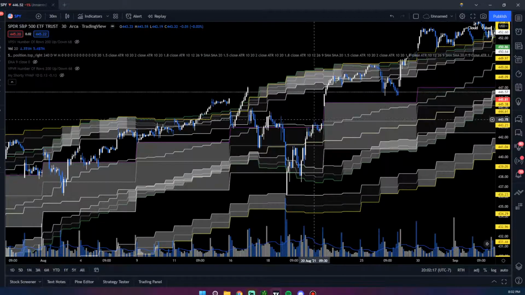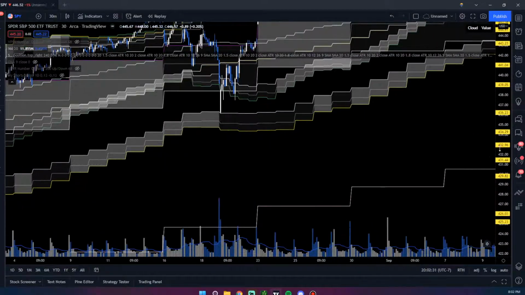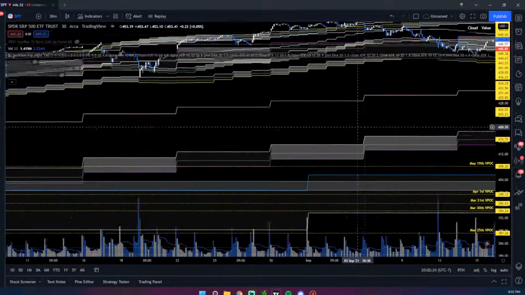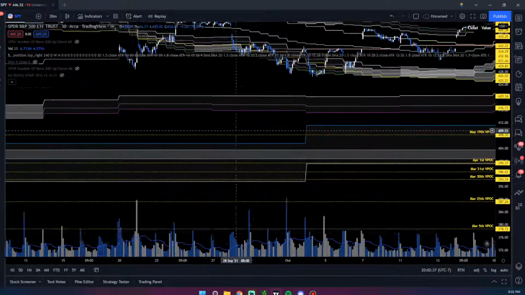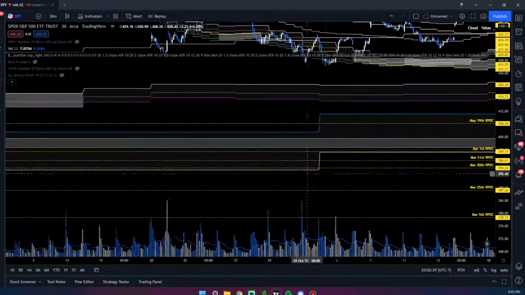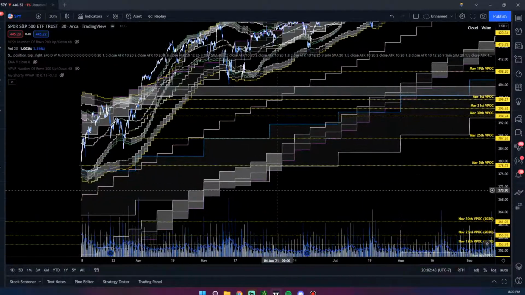So, a 4-hour cloud can move every 4 hours. A daily cloud can move once a day. A weekly cloud can move once a week. And the monthly cloud can only move once every month. Here, I think this is the weekly, and this blue one is the monthly down here. And they're open right now.